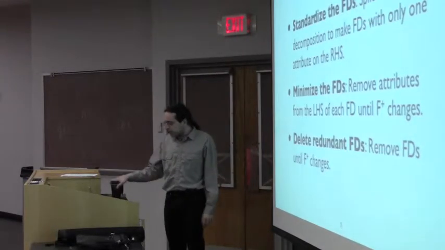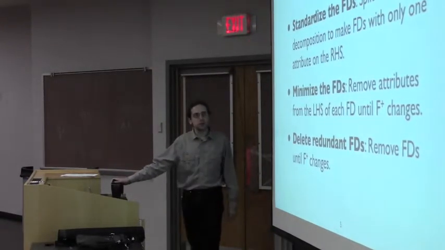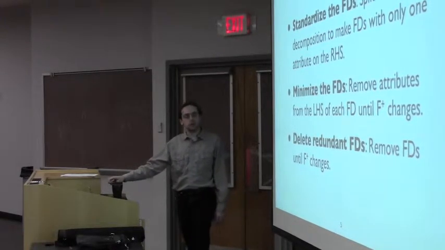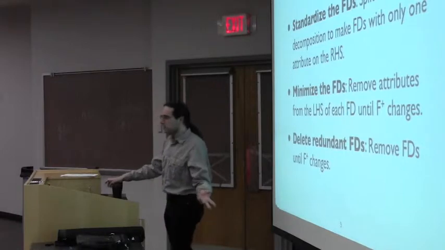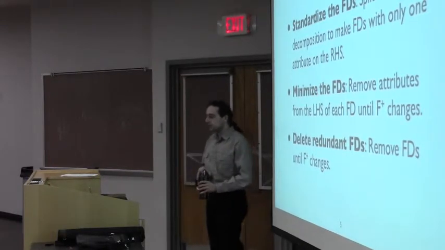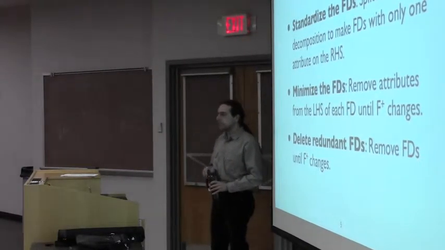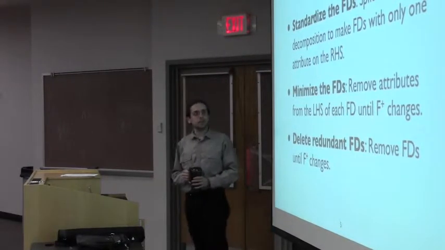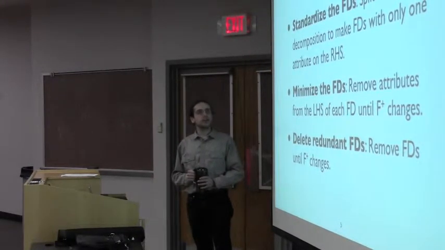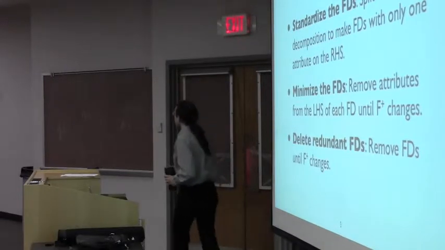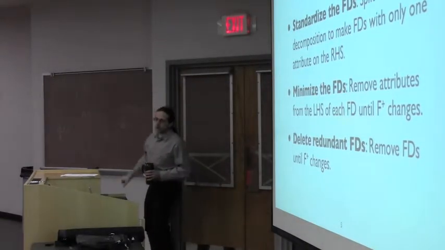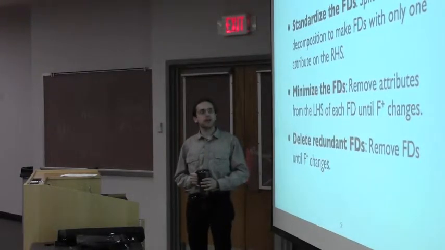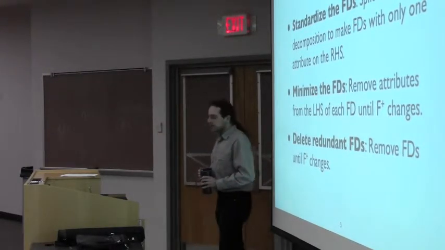And there's actually a very simple algorithm that you can use to get the minimal cover for a set of functional dependencies. So basically three steps. First off, using decomposition, you can satisfy the second predicate, or the second condition. Basically take every single functional dependency and split it off into individual terms with only one attribute on the right-hand side.